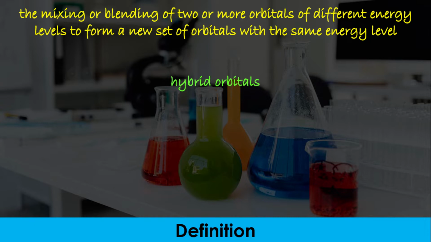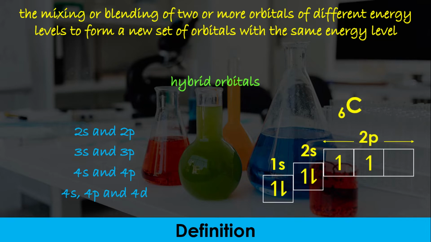Examples of orbitals that undergo hybridization are the 2s and 2p orbitals, 3s and 3p orbitals, 4s and 4p orbitals, 4s, 4p and 4d orbitals, etc. Our focus in this lesson shall be on the s and p orbitals hybridization using carbon as a case study. So let's now look at the types of the s and p hybridization, starting with the sp3 hybridization.